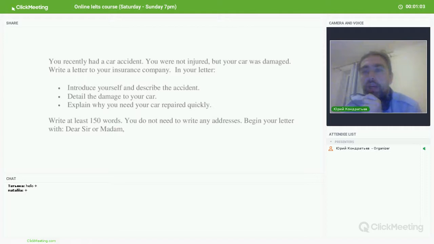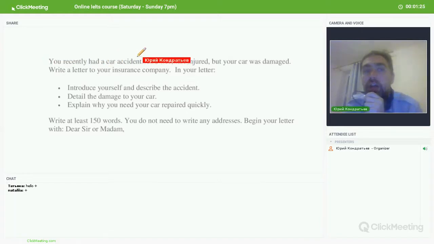So our topic today is going to be writing formal letters. And here's the first example. At the same time, we're going to talk about grammar range, how to improve your score in grammar range. Here is an example of task 1, general IELTS.